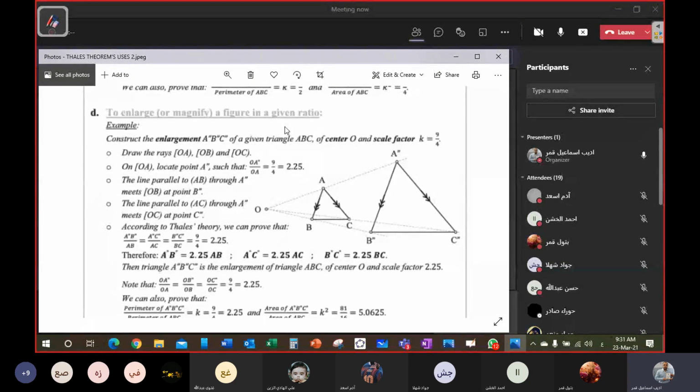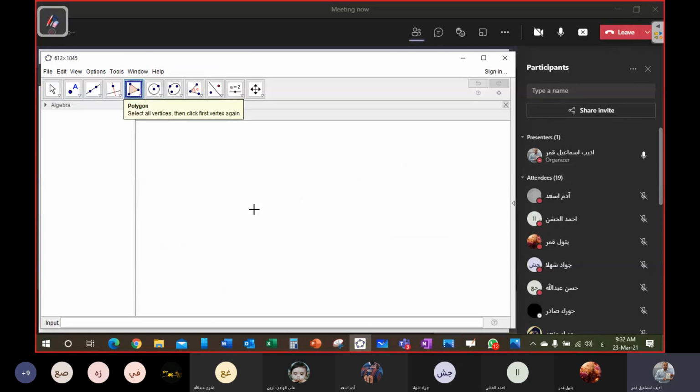Example: construct the enlargement A double prime, B double prime, C double prime of a given triangle ABC of center O. Also we say here that we have the center of enlargement O and scale factor K equal 9 over 4. First, let's go to GeoGebra. Take any geometric shape. Here we take a triangle ABC.